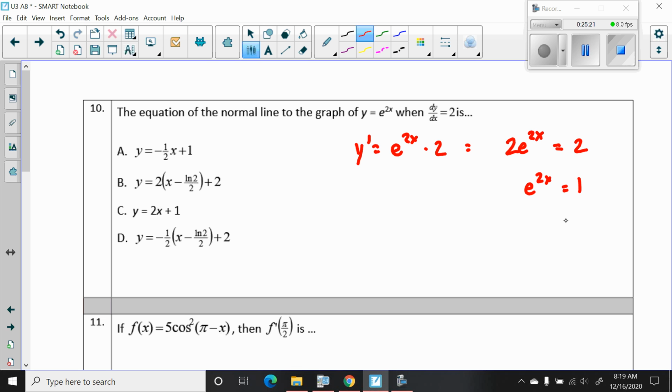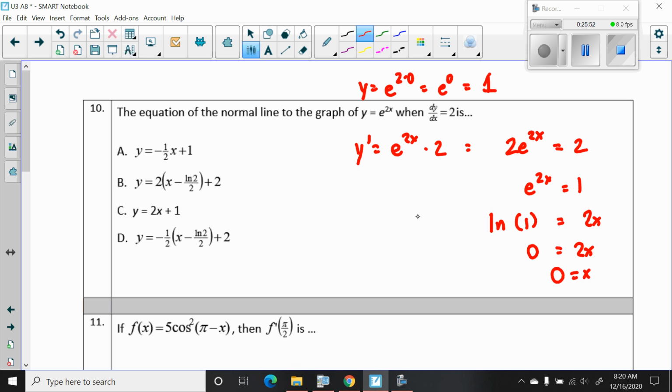Change it to logarithmic form. So this would be log with a base of e, which is natural log of 1, is equal to 2x. Just logarithmic form. And that's 0 is equal to 2x. So x is 0. Okay, well, if x is 0, then y is equal to e to the 2 times 0, which is just e to the 0, which is 1. So now we have values.